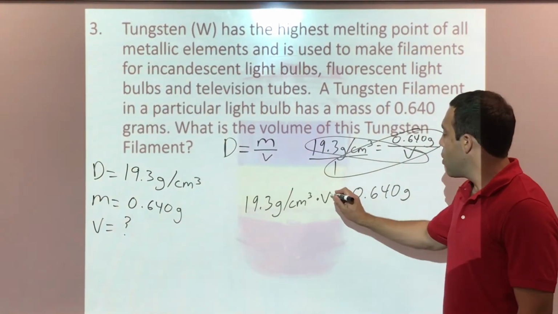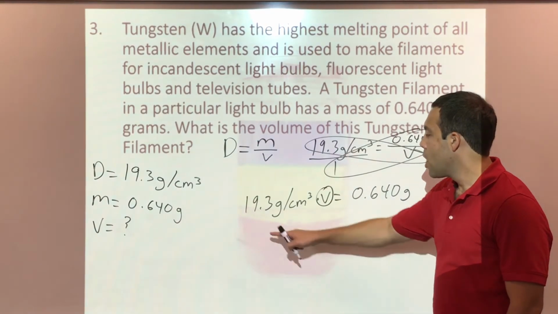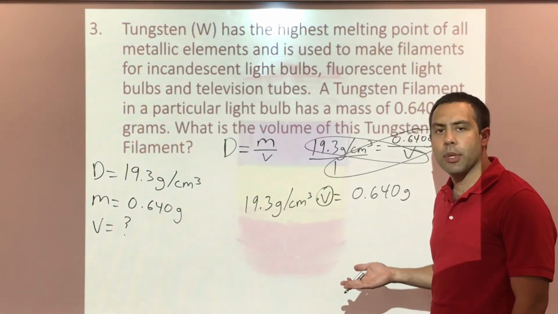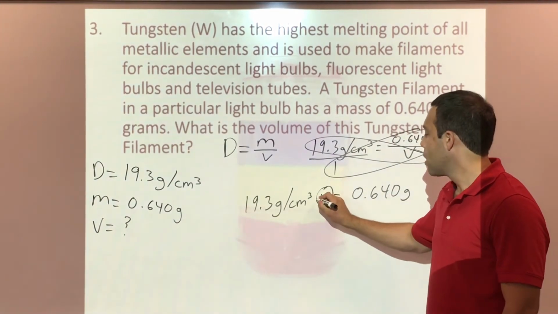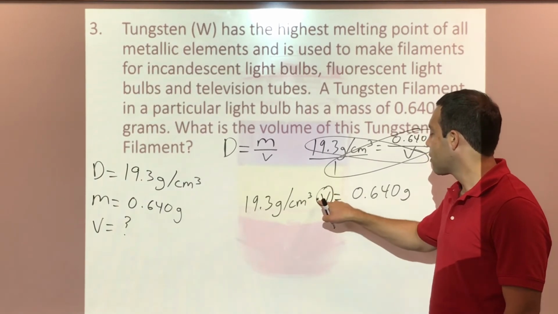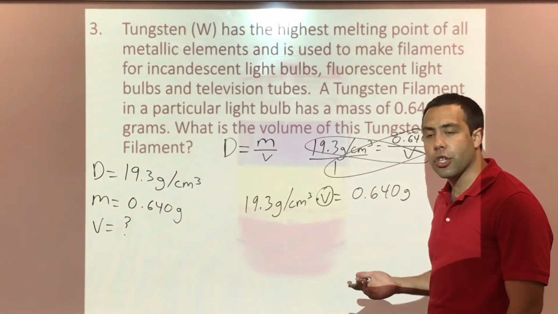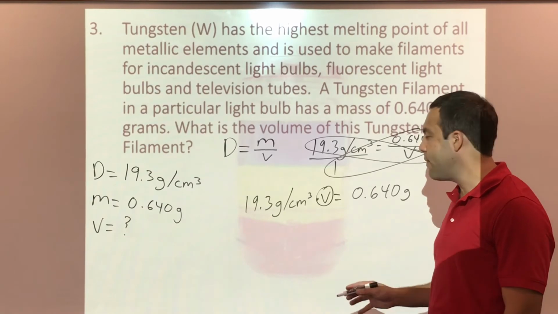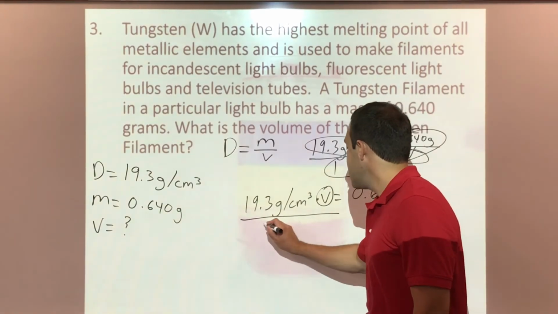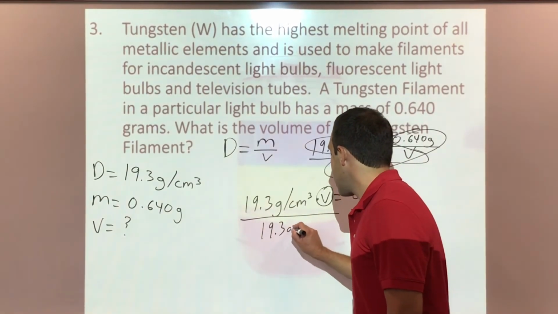Here, we want to get the volume by itself, but this 19.3 grams per cubic centimeter is in the way. So we want to do the opposite mathematical operation. So the opposite of multiplication is division. So you divide both sides by the 19.3 grams per cubic centimeter.